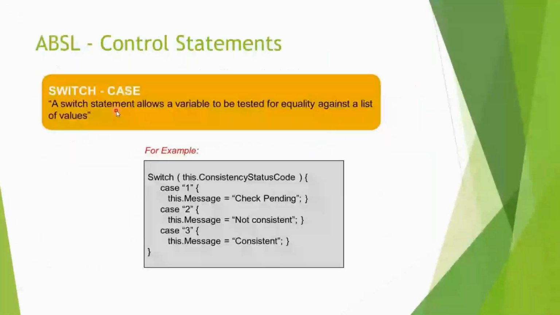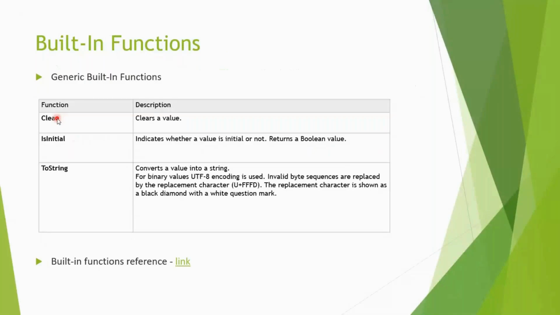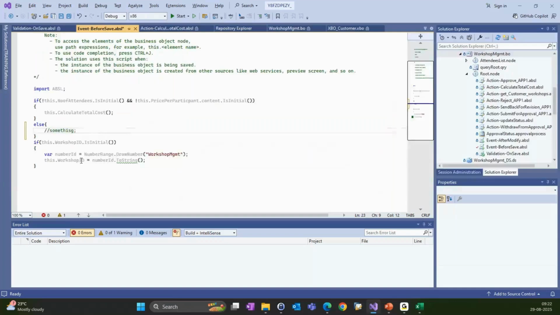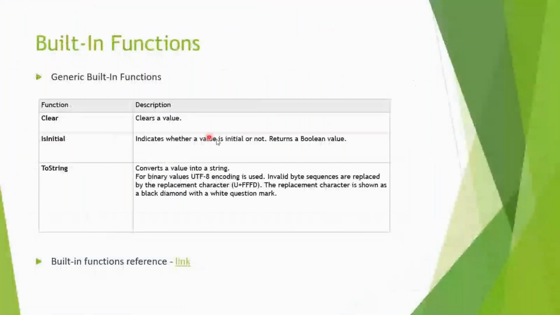We have functions as well, like the clear function. If you want to clear the value of any field, we can use this. Here you can see this dot workshop ID. Instead of that, if we just use the function called clear, it will clear the value for this field. Okay, so this is a function just to clear the value. And then isInitial is to check whether the value is blank or not. It returns a boolean value.